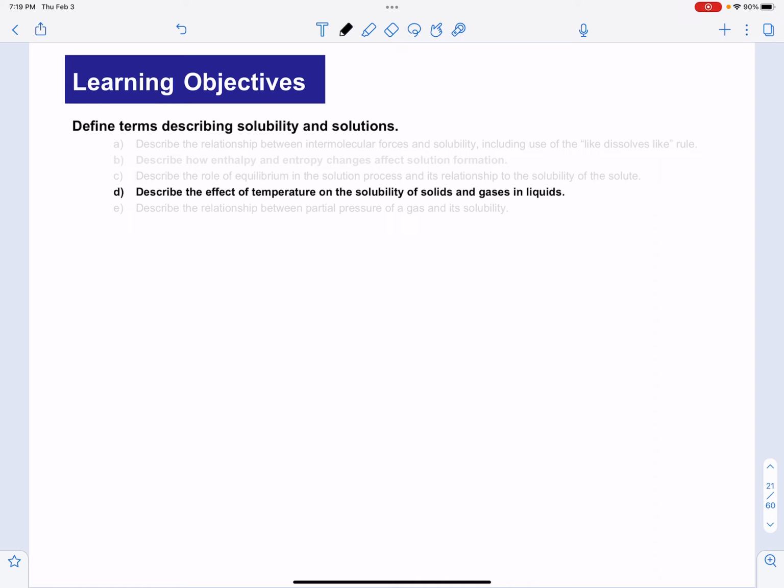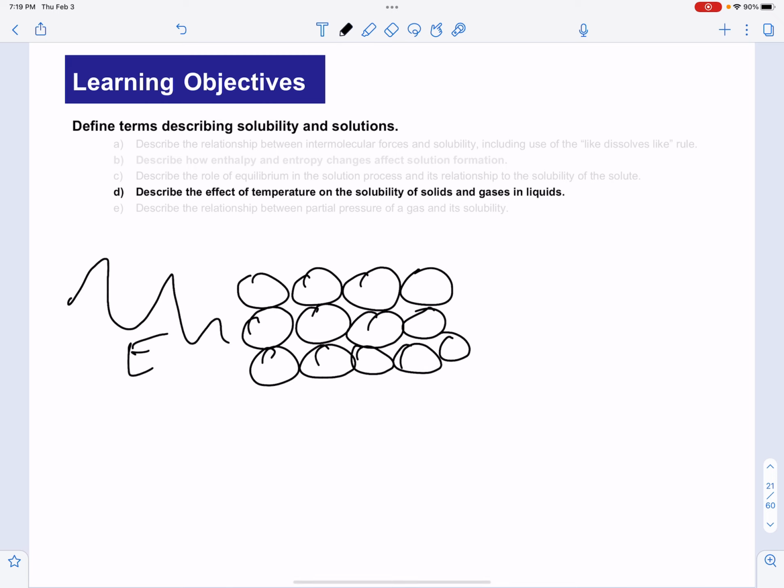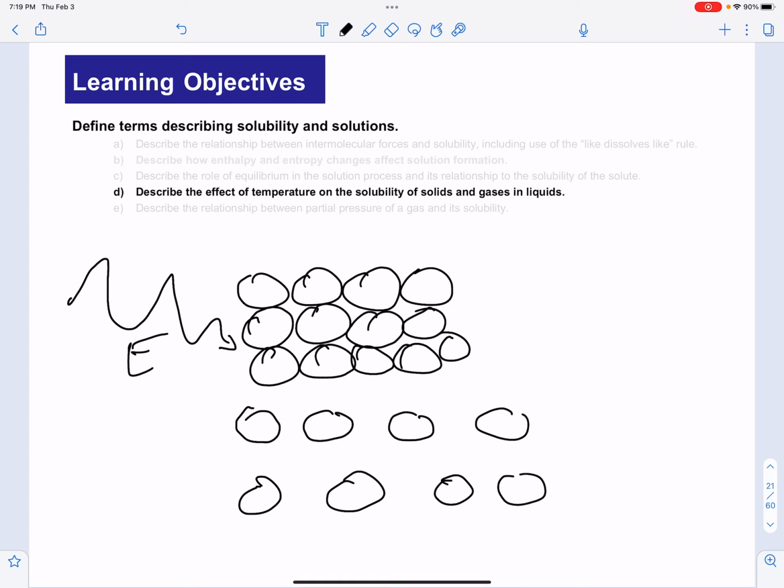So if we have a solid, where the particles are very close together, we're going to need energy to get them to move apart from each other and separate them. And that would be a solid. But what happens when the solution forms? When the solution forms, all these solute particles are encased in hydration cages.